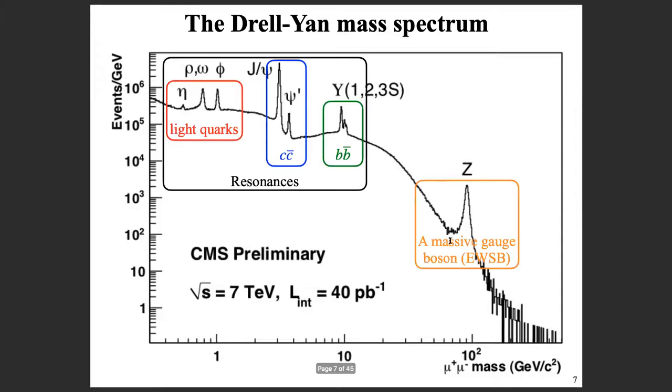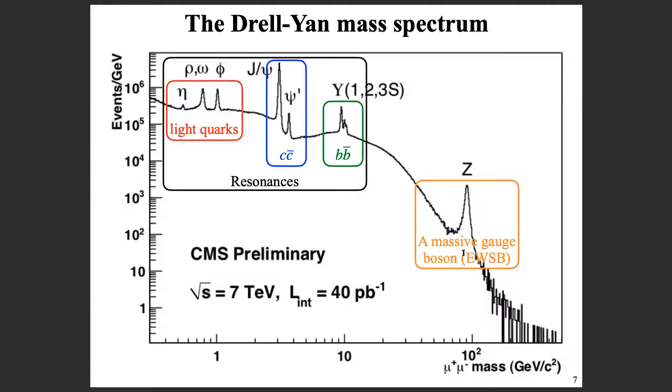And so let me try to highlight what this structure is. Well, first of all, there are the resonances at low invariant masses. And something I would like to concentrate on is the resonances due to the charm quarks and resonances due to the bottom quarks. I'm going to discuss these resonances, how they were discovered and how they actually led us to discover the charm and the bottom quarks.